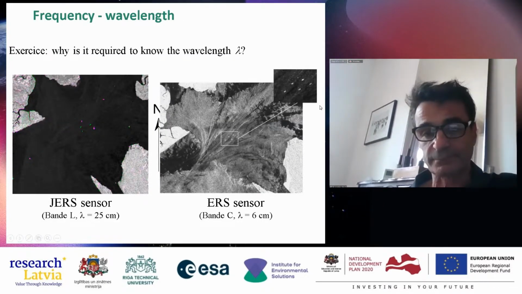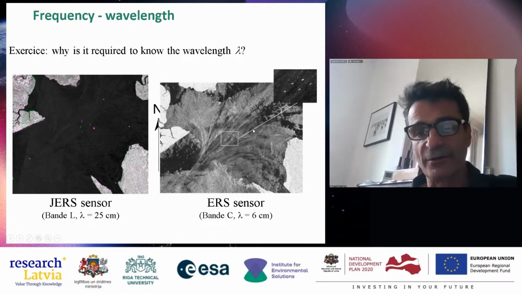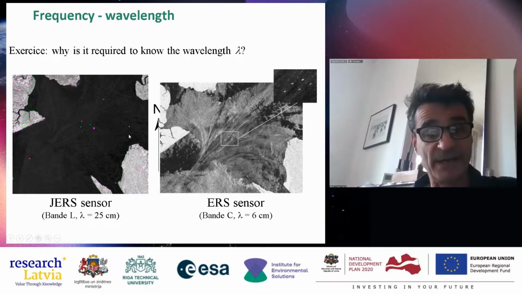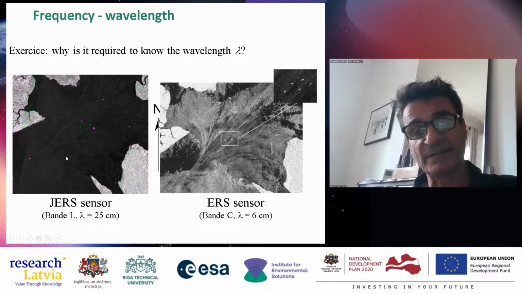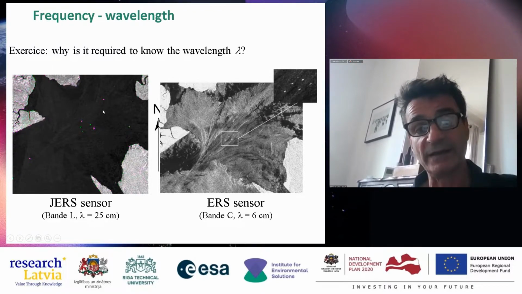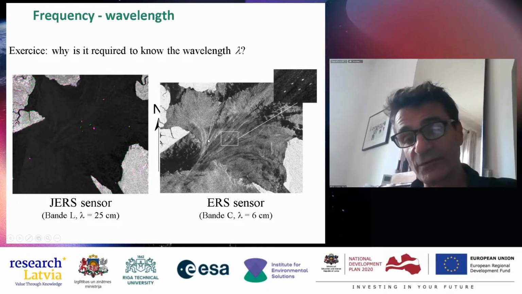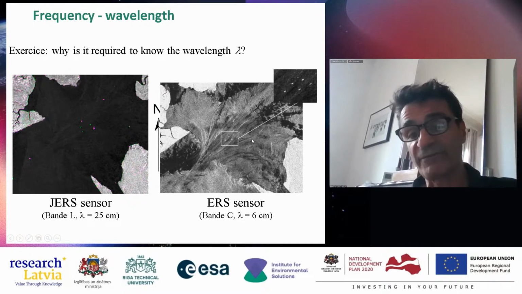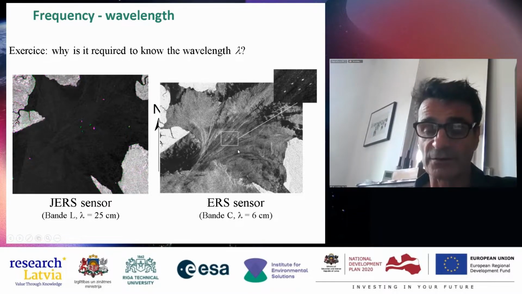Here, the same region seen by the ERS sensor, 25 centimeters of wavelength, and the ERS sensor, 6 centimeters. You can see that here the ocean surface is very dark because for 25 centimeters it's rather smooth, while at the same time, the same surface state is quite rough for 6 centimeters and returns quite a lot of energy.